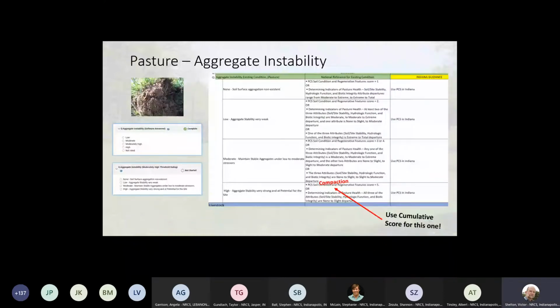For aggregate instability, again, you have a threshold question that is software answered, but you're still going to need to answer the rating for the second based on NRCS. Again, the total overall indicator score would be used for the soil compaction regenerative features indicator. And just note to overlook the wrong word in this question or statement. Condition should be compaction on these.